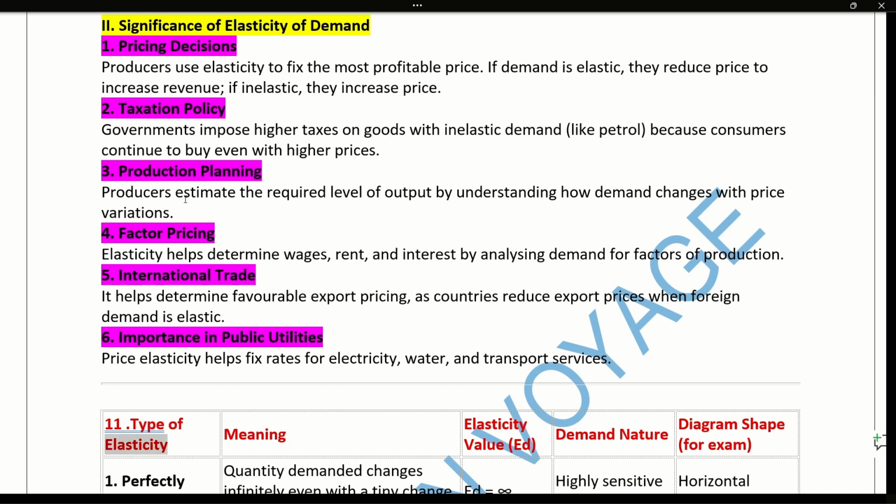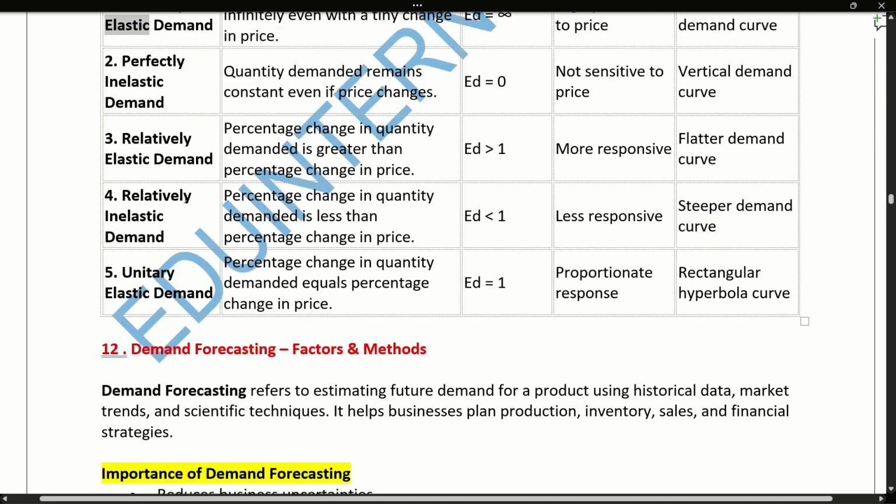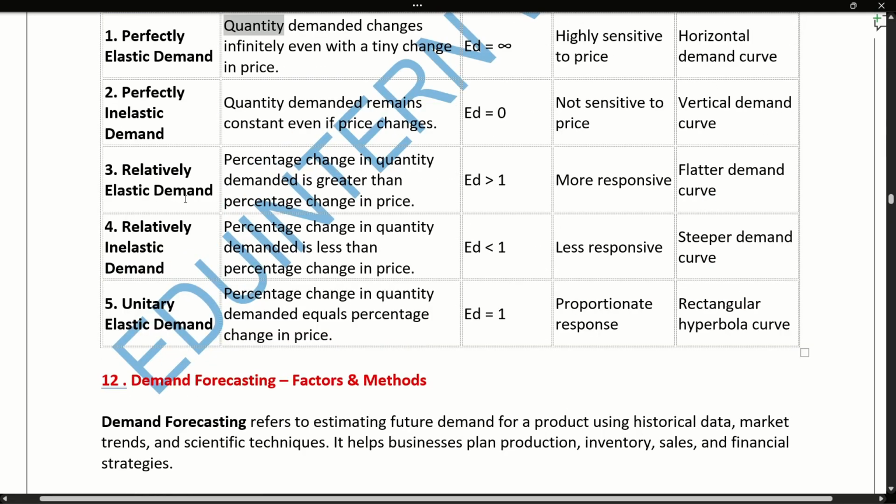11. Types of elasticity. Meaning, elasticity value ED, demand nature, diagram shape, for exam. 1. Perfectly elastic demand. Quantity demanded changes infinitely even with a tiny change in price. ED is equal to infinity, highly sensitive to price. Horizontal demand curve.